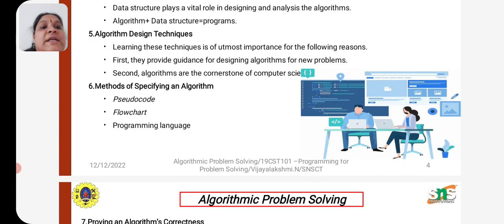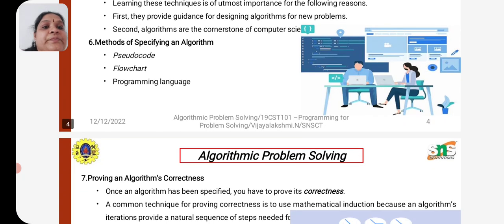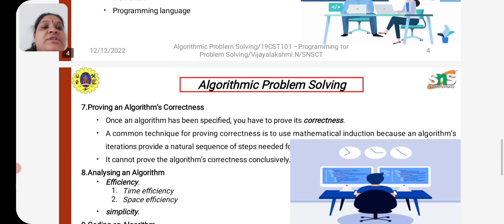Algorithm design techniques. Learning these techniques is of utmost importance for the following reasons. First, they provide guidance for designing algorithms for new problems. Second, algorithms are the cornerstone of computer science. And the methods for specifying an algorithm are pseudocode, flowchart, and programming language.